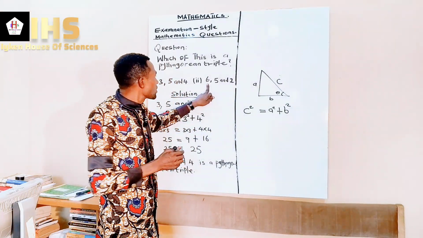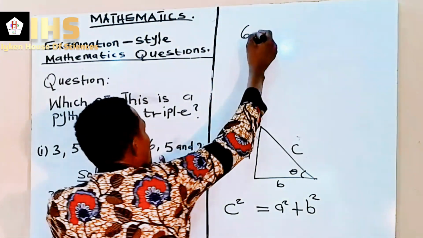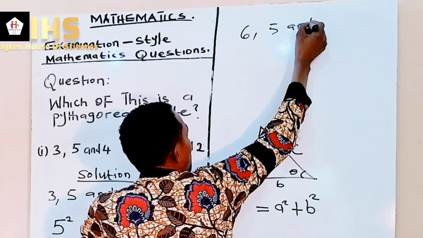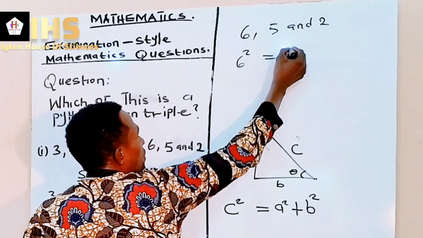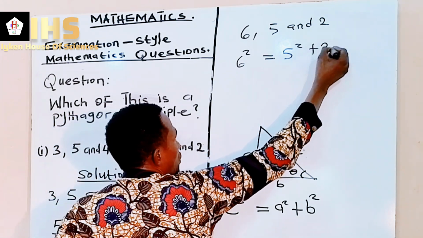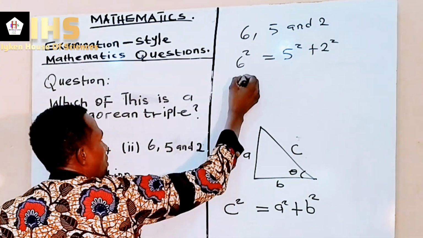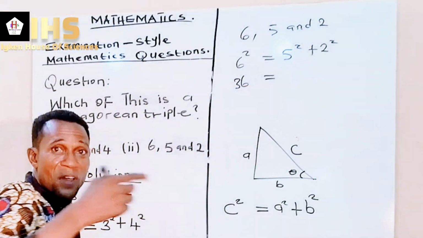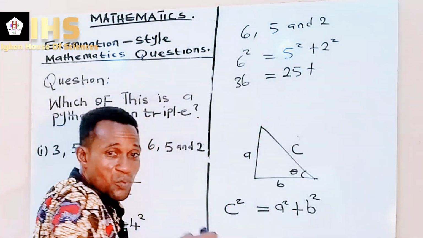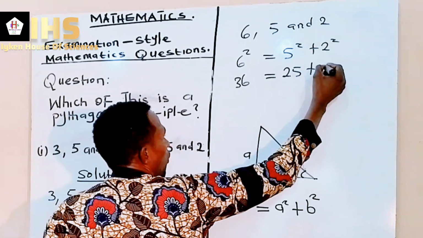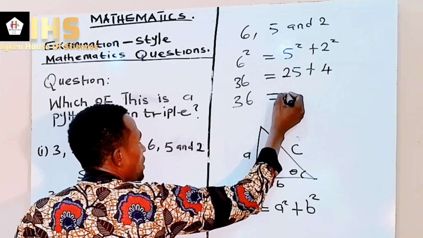Let's look at this. 6 is the highest. 6, 5 and 2. So we also pick 6 and square it, equal to 5 square plus 2 square as well. 6 square is 6 times 6, which is 36. And 5 square is 5 times 5, which is 25. And 2 square is 2 times 2, which is 4. By the time we add this, we have 29.